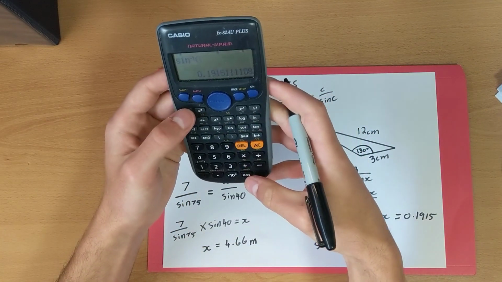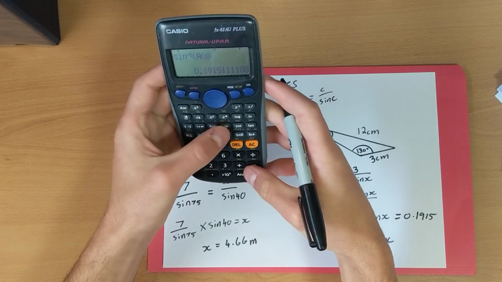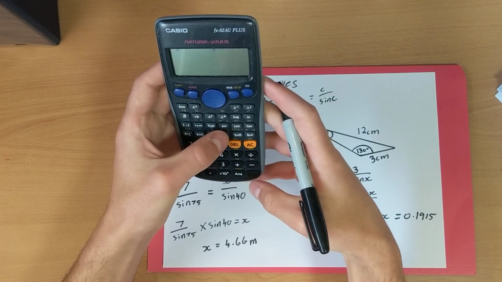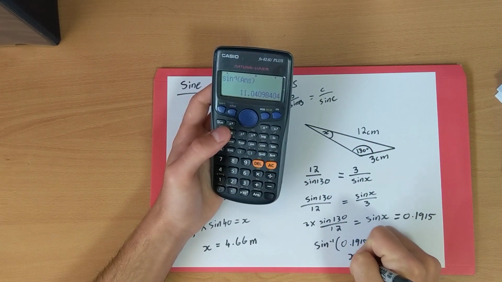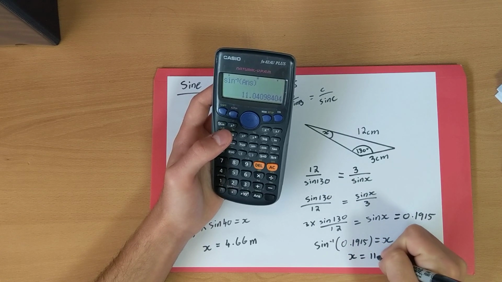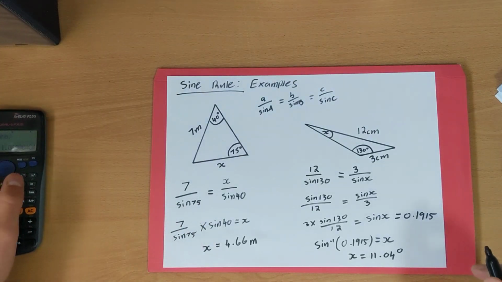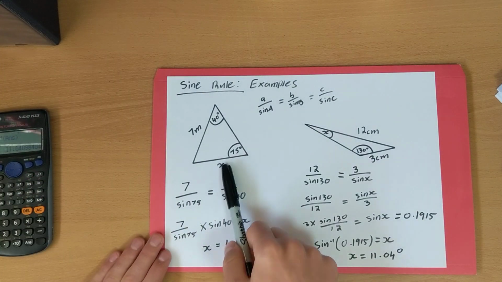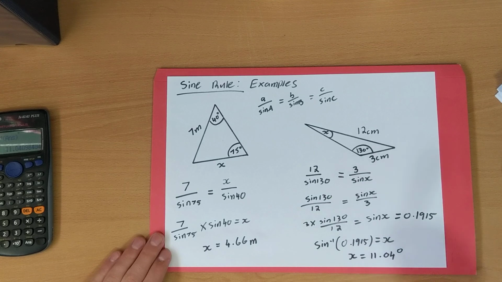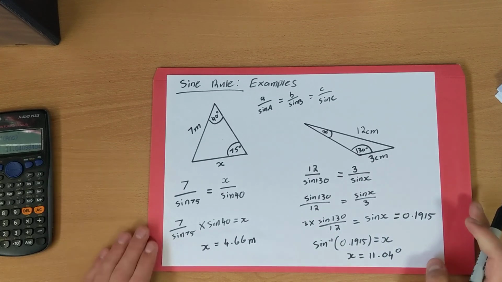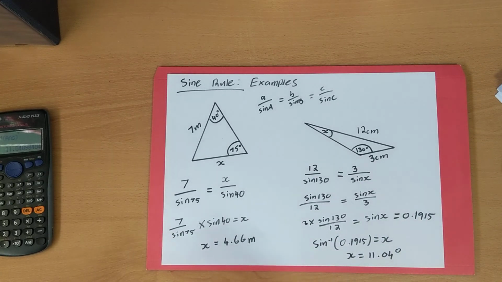So inverse sine of 0.1915 gives me that x equals 11.04 degrees. So we've done an example where we have a missing side length that we're trying to find, and we've done an example where we have a missing angle that we're trying to find. You can look back at both of those when you're solving those types of questions and follow those same steps to arrive at the answer.